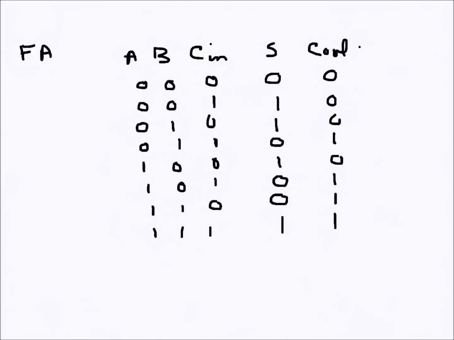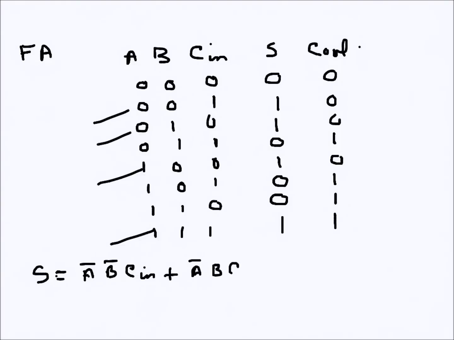So now if I look at the sum expression and I write the sum of products here, this one, this one, this one and this one. So this one is A bar, B bar, and then C in, plus A bar, B, C in bar, plus for the third one, which is this one, A, B bar, C in bar, and the last one is A, B, C in.